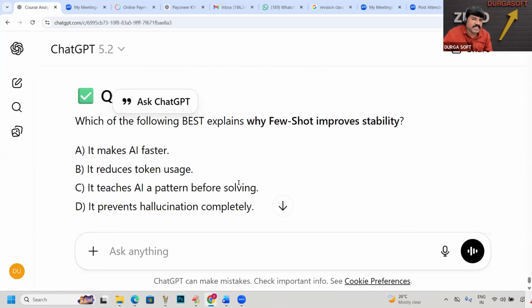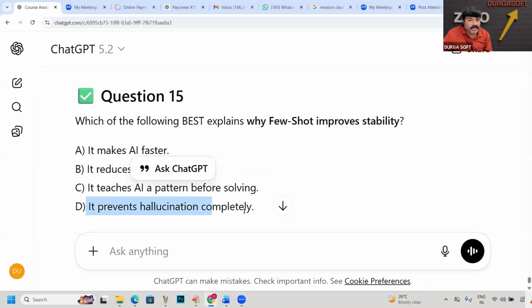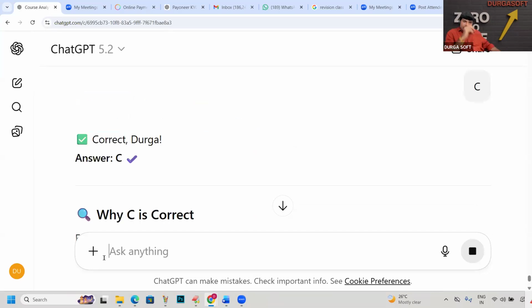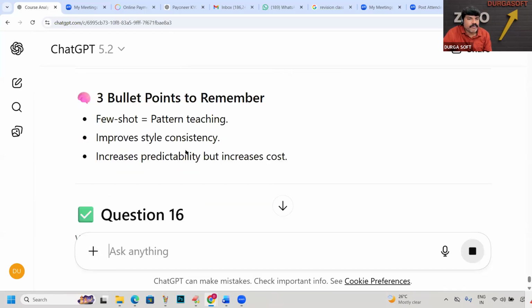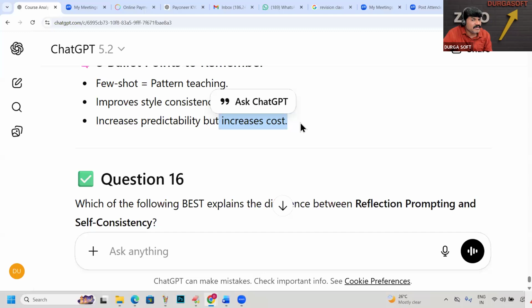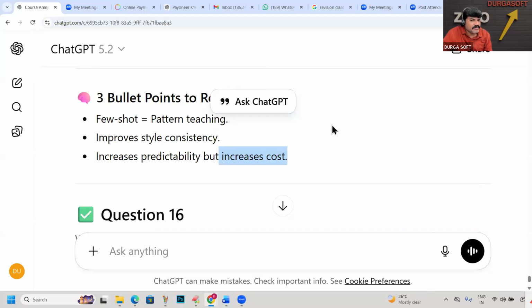Next up. Which of the following best explains why few shot improves stability? It makes AI faster, it reduces token usage, it teaches AI a pattern before solving, it prevents hallucination completely. Which one is the correct answer? C. Yeah, it understands the pattern properly. Correct. So few-shot pattern teaching improves style consistency, increases predictability, but increases cost, because we are providing multiple examples.